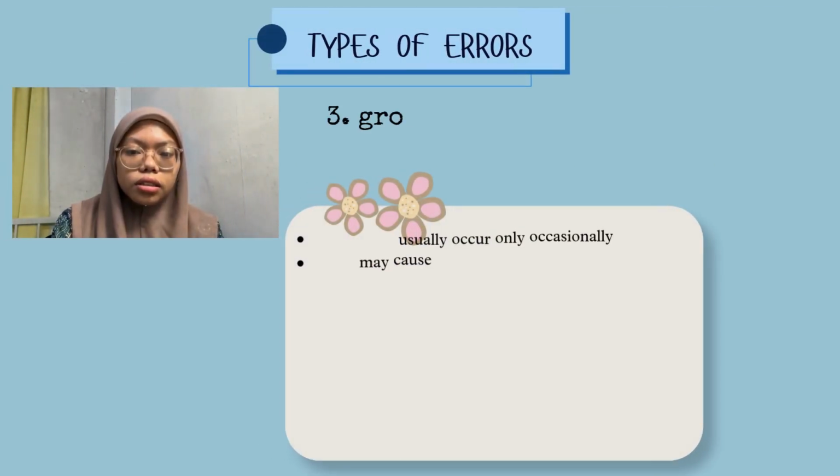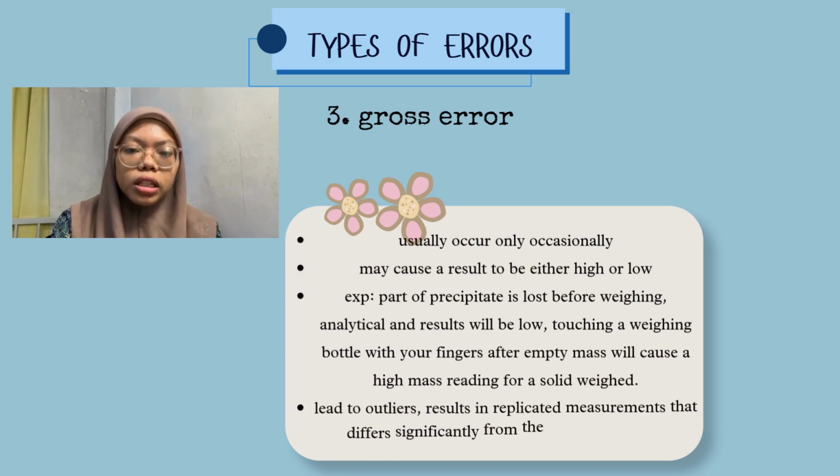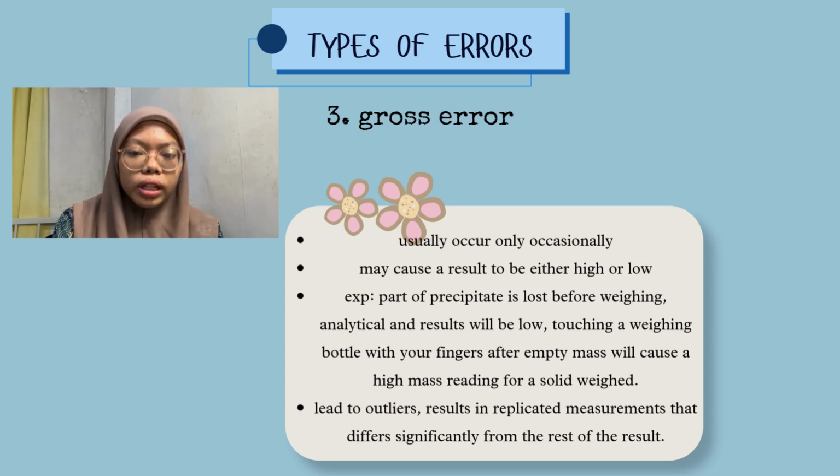Lastly, gross error. It usually occurs only occasionally and may cause a result to be either high or low. For example, parts of the precipitate are lost before weighing, or touching a weighing bottle with your fingers, or the empty mass will cause a high mass reading for solid weight. It leads to outliers, which result in replicated measurements that differ significantly from the rest of the results.